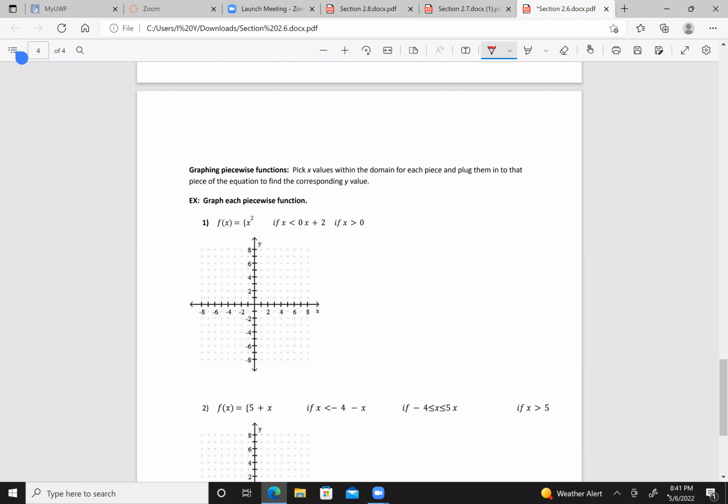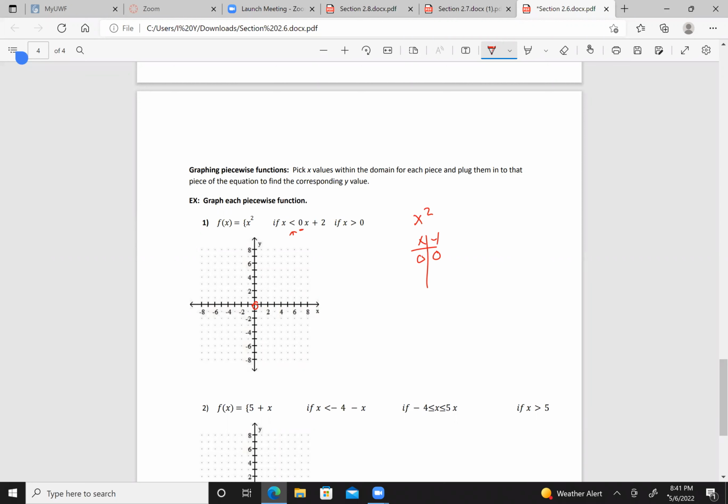Okay, f of x equals x squared for x less than 0, and x plus 2 for x greater than 0. So at 0, it has no value at all. So we'll look at x squared. Now, the magic point is 0. So we'll figure that out. If x is 0, y is 0. But it's not equal, so that point is not part of the graph. So we put an open circle.